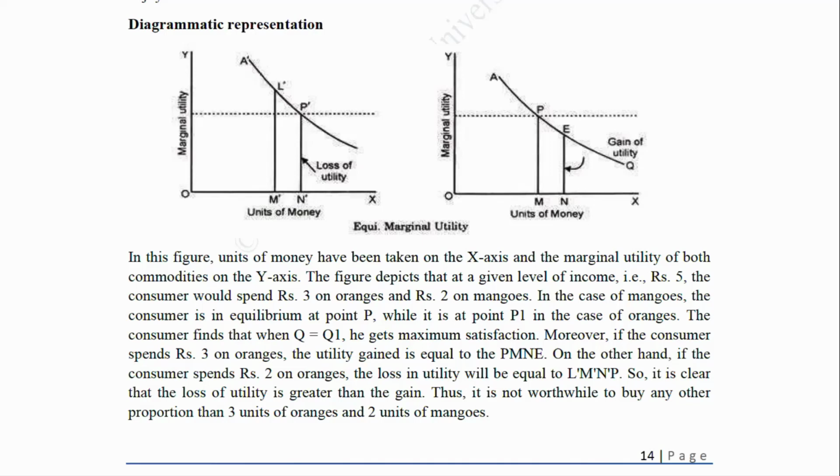Moreover, if the consumer spends rupees 3 on oranges, the utility gained is equal to PMNE. On the other hand, if the consumer spends rupees 2 on oranges, the loss in utility will be equal to LMNP. So it is clear that the loss of utility is greater than the gain. Thus, it is not worthwhile to buy any other proportion than 3 units of oranges and 2 units of mangoes.